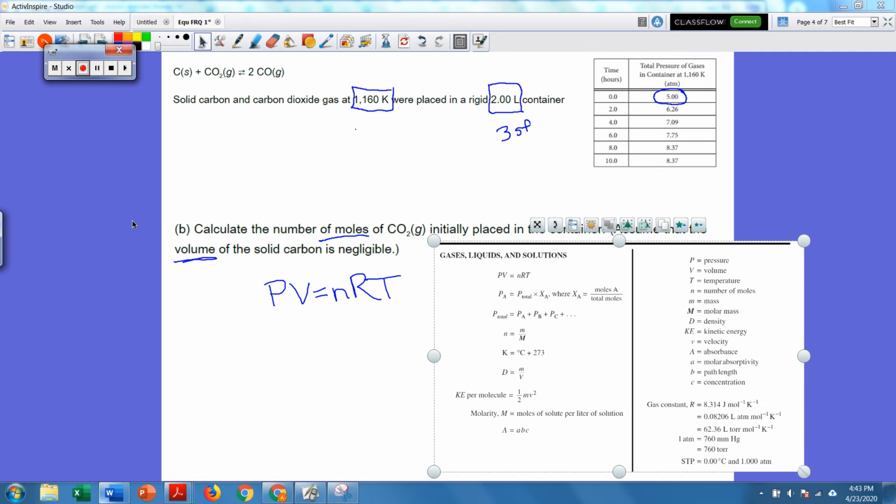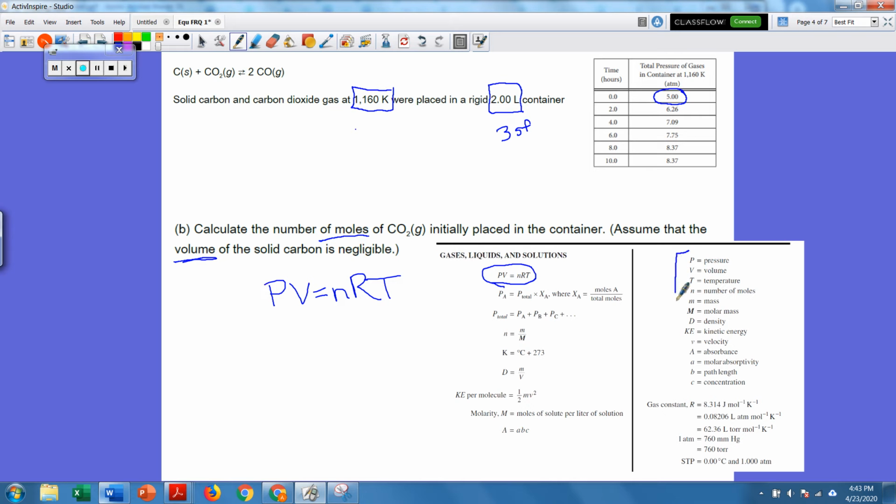Okay, I paused it again so that I could pull this out of the formula sheet as well. Here is the section on gases, liquids, and solutions, and you can see that our PV equals nRT is right here. I also want to point out that all of these variables are written here in case you've forgotten what they are. P is pressure, V is volume, T is temperature, n is number of moles. And if you are looking for R and you scroll down, you say, oh, R is the gas constant, right?